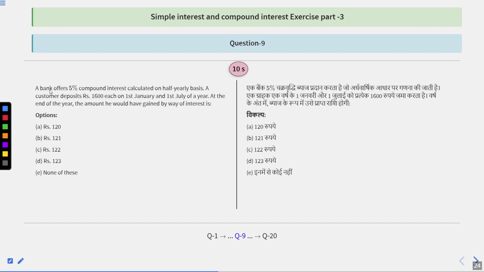Next one. A bank offers 5% compound interest calculated on a half-yearly basis. A customer deposits rupees 1600 each on 1st January and 1st July of a year. At the end of the year, the amount he would have gained by way of interest is. You have 5 options and 10 seconds to analyze the question. Your time starts now.